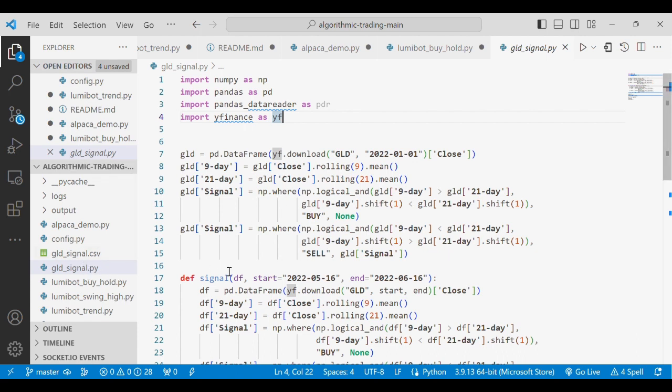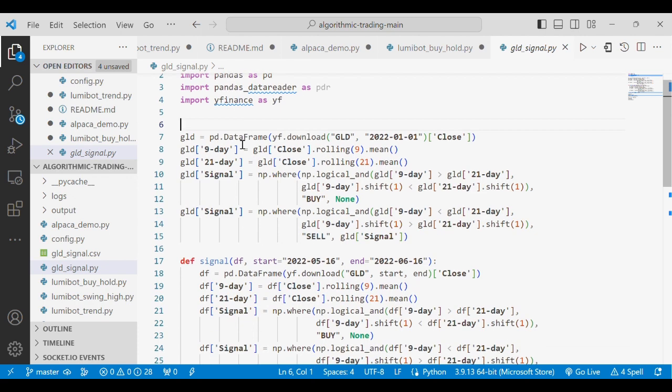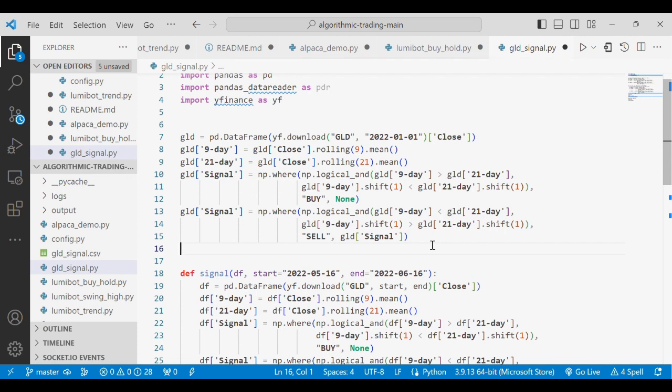So basically we have imported numpy, pandas, pandas datareader, and yfinance. Then we have downloaded and processed the historical stock data for GLD, starting from line number 7 till line number 15. So what we have basically done, we have downloaded the historical stock data for GLD, that is the gold ETF, from Yahoo Finance starting from January 1, 2022.